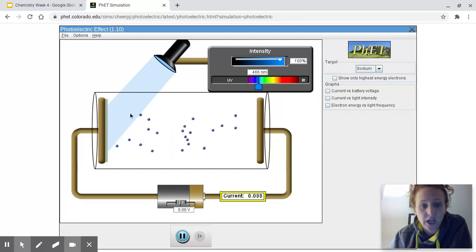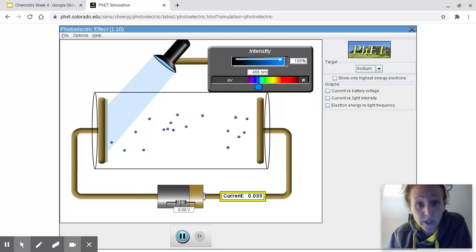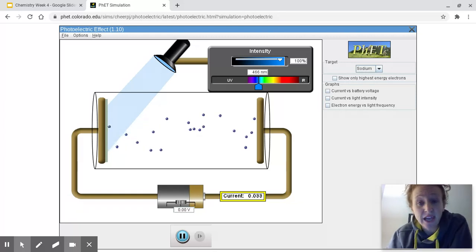The light is shining on the metal, it's knocking the electrons off, and the electrons are flying from one charged plate to another charged plate. And then they go through a wire. You can see there's a current here, and then the whole process starts all over again. So that's all the photoelectric effect is. It's just light that knocks electrons off of metal.